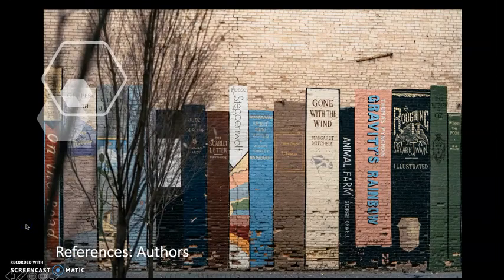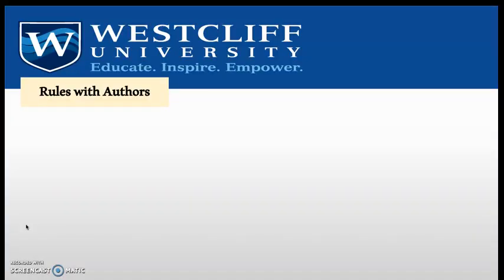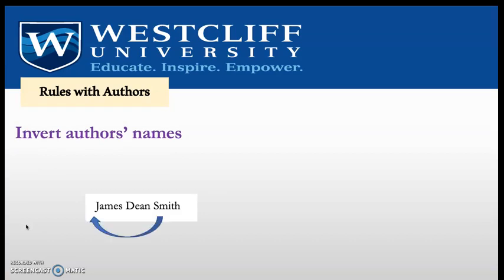This tutorial will focus on how to incorporate author's information into the references section using APA 7th edition. Some rules with authors. First and foremost, you're going to invert your author's names. So if I have James Dean Smith, Smith is what's coming first. Smith, comma, and then the first and the middle name are only represented by initials.